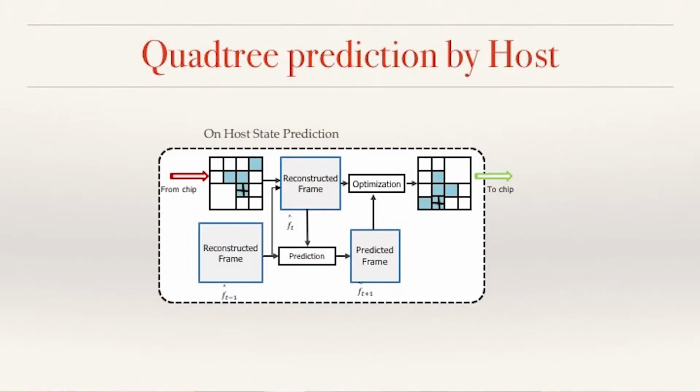Now, how exactly does the host do a prediction? Based on the image captured by the chip, the host takes into consideration the reconstructed previous 2 images, and it does a prediction on those 2 image frames. Then it does an optimization based on the predicted frame and the past frame, just the immediate past frame. And then it proposes an optimized Quadtree structure. This Quadtree structure then goes to the chip, where it captures the image based on the Quadtree.